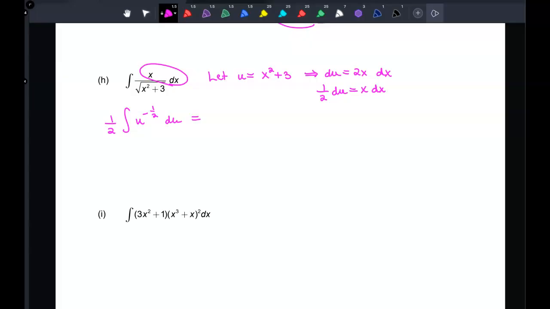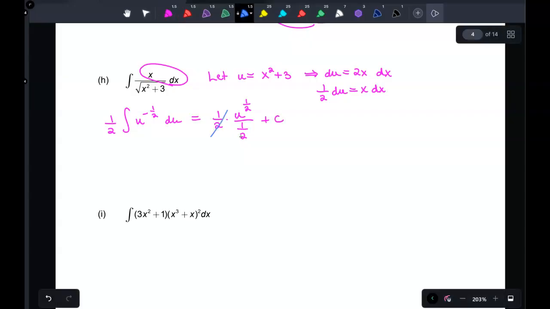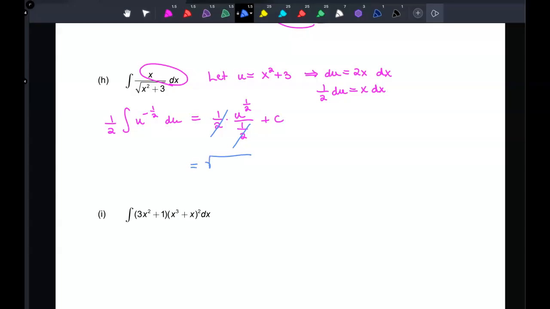Because this would all be in the denominator. Now power rule. So that will be u to the 1/2 over 1/2. Conveniently cancels out that 1/2, or multiply by the reciprocal, make it 2. So our answer, square root of x squared plus 3 plus c.